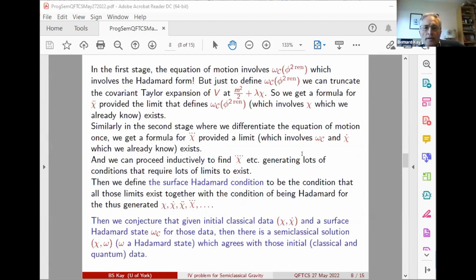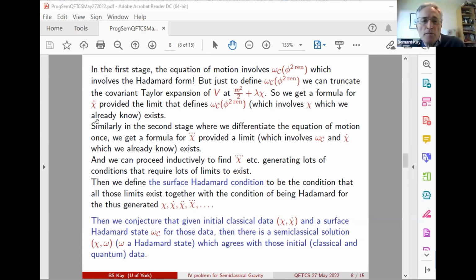Okay, now you might think there's a problem here, because in the first stage, the equation of motion involves the expectation value of phi squared, which involves the Hadamard form, and you might think that you're involved in a circularity. Well, actually, in the gravitational case, you are involved in a source of circularity, as Tonatiuh will explain, but that can be resolved. But let's discuss this simpler case here. Just to define omega of phi squared, it turns out, as some of you might have anticipated, we can truncate the covariant Taylor expansion of V at its first two terms, and they only depend on chi.